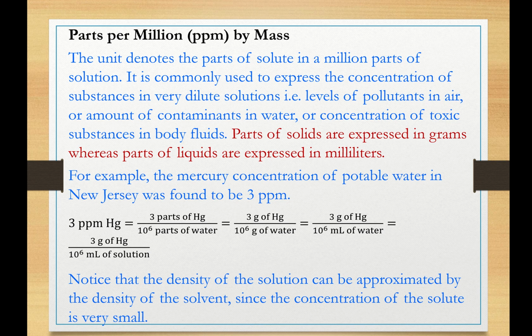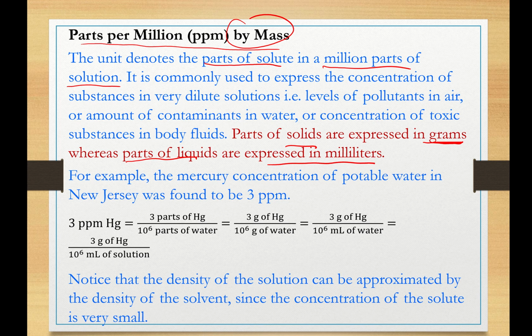Parts per million, another unit that is commonly used in toxicology and of course environmental pollution. So this unit, parts per million by mass, basically expresses the parts of solute in a million parts of solution. If we are dealing with solids, they are expressed in grams. Parts of liquids are expressed in milliliters. And again, this is the rule that is followed by most of the books, but not everybody is following this rule. Just make sure that you read the units properly.